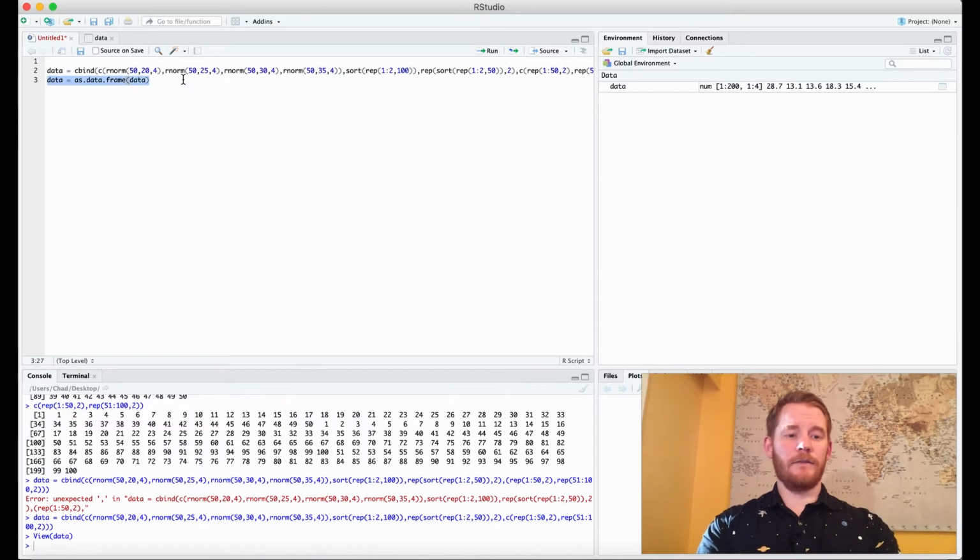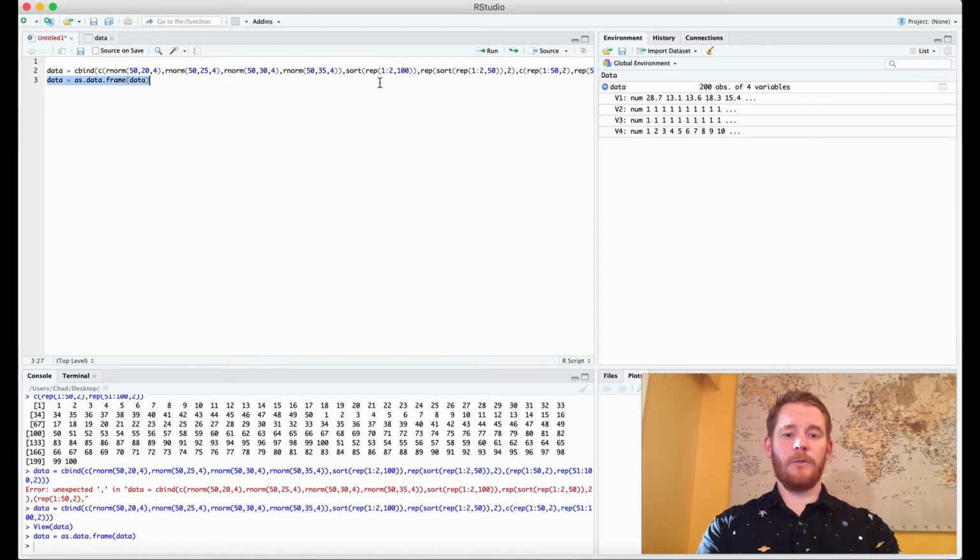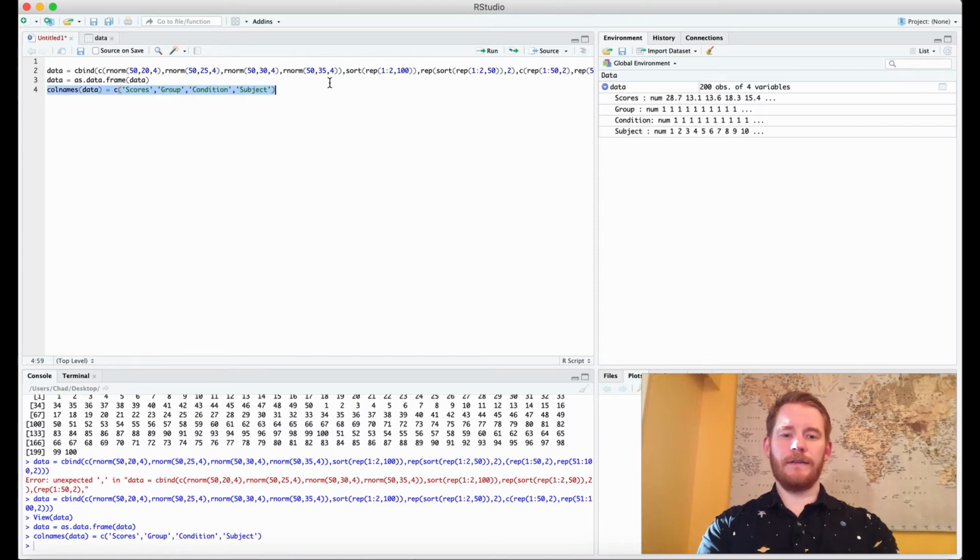And that's going to look like this. And we want to name our columns. So we start off with scores, and then we're going to put group, so which group they're in, then which condition they're in, and then what's their subject ID. That looks like this.